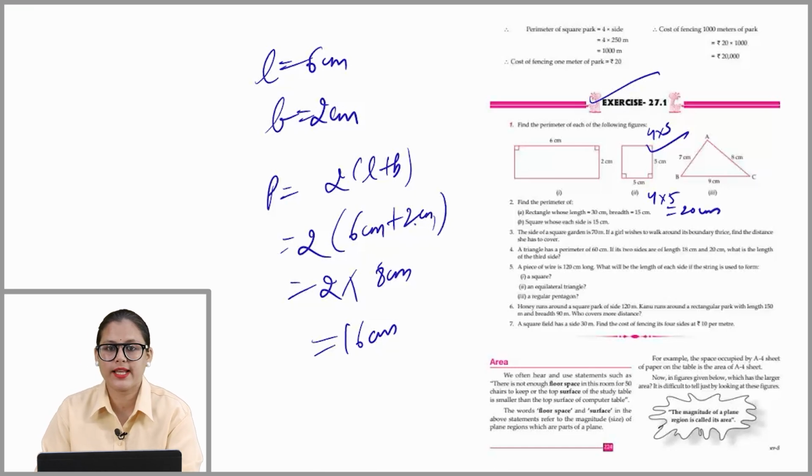This is a square, so the formula of a square is 4 into side, that is 4 into 5, 20 centimeter, right? And this is a triangle. What will you do? This is not an equilateral triangle, so you will add all three sides. In this way, you will get the perimeter of the triangle.